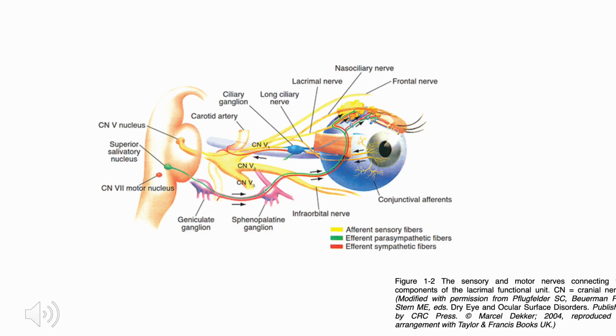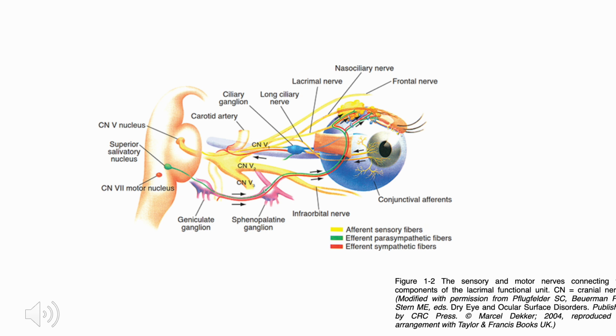Neural pathways of the lacrimal functional unit. The lacrimal functional unit is regulated by both sensory and motor nerves, primarily involving cranial nerve 5, trigeminal nerve, which supplies afferent sensory input from ocular structures, and cranial nerve 7, facial nerve, which supplies efferent motor output.